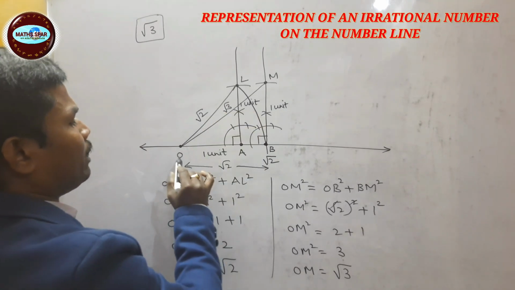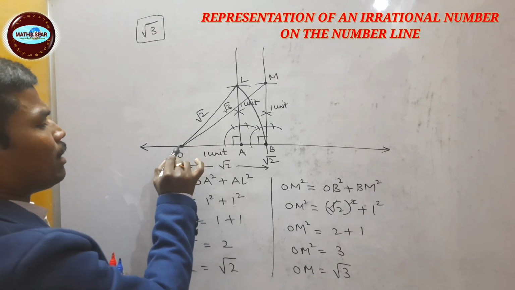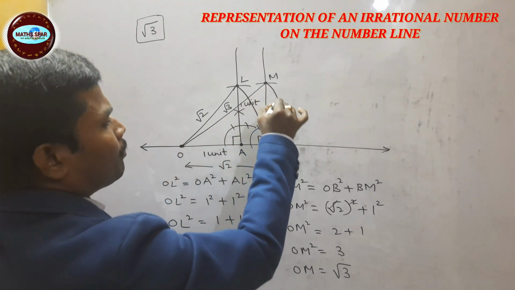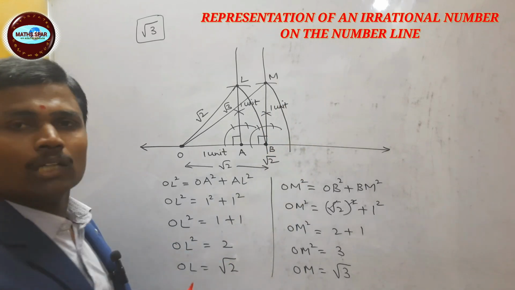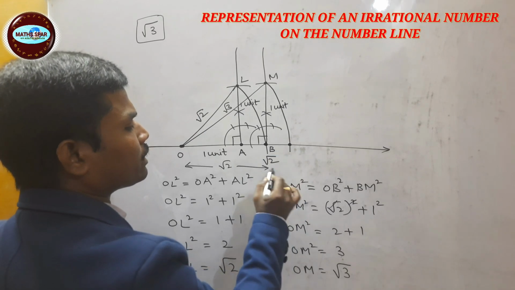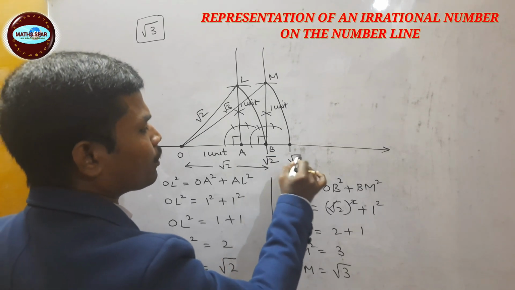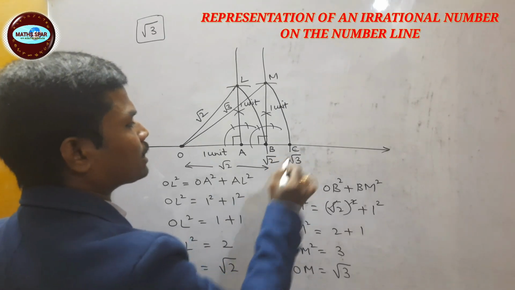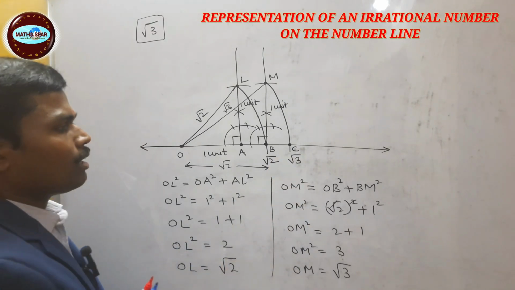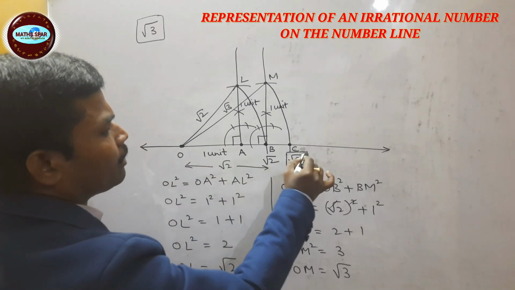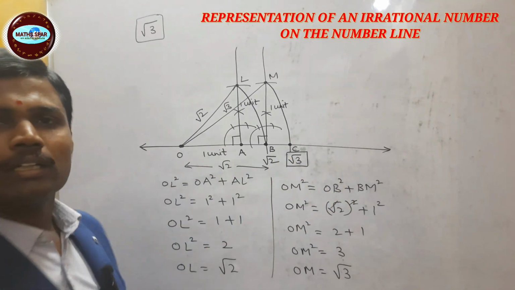When this is root 3, coincide the needle of the compass at O and take the measure OM and cut an arc onto the number line. Wherever the arc is intersecting the number line, there you represent root 3 and mark this as some C. So now we have represented root 3 on the number line.